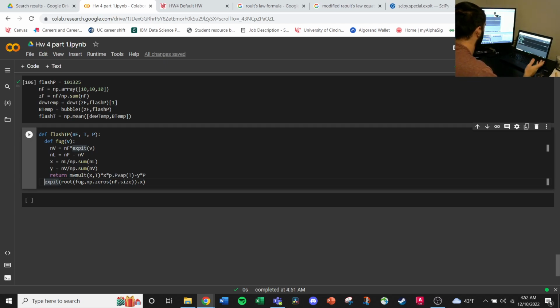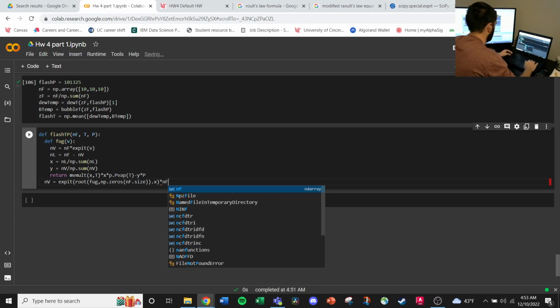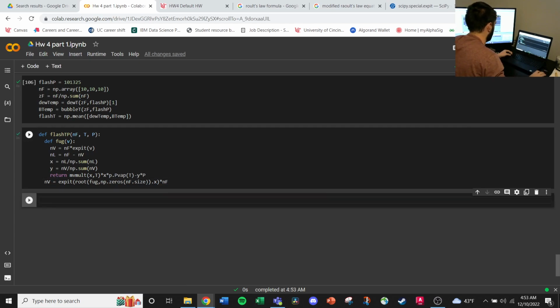It's the percentages of the feed that is vaporized. So if I want to bring that to just a number of moles, I can do this. So I want number of moles in the vapor, so that equals the percents. And then I can multiply by the number of moles of the feed. And there we go, which looks good.